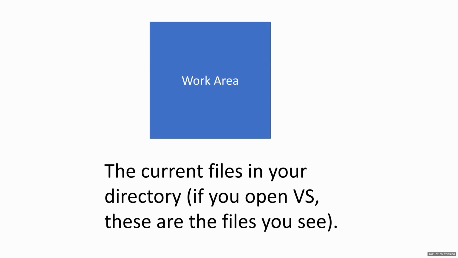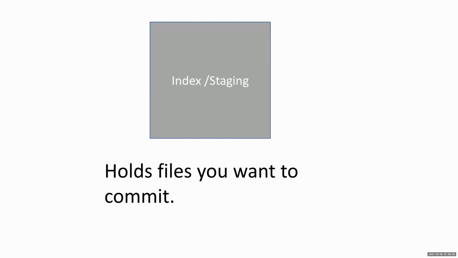There's always exactly one work area, and typically you have just one project in that work area. You certainly only have one snapshot of a project in that work area. If you were to open Visual Studio or open up Windows Explorer, that's what you would see. You'd see the current files, and we refer to that as the work area. So the next area is the index or staging area. And the work path is to go from the work area to the index, and from the index to the repository.